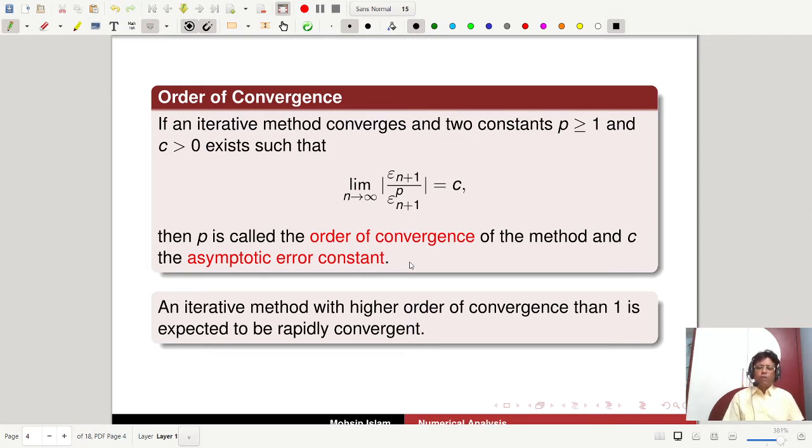The higher the order of convergence of an iterative method, the more rapidly the method converges. So an iterative method with order of convergence higher than 1 is expected to be rapidly convergent. We'll discuss this later on. There are some methods whose order of convergence is more than 1. So that method is very rapidly convergent, very fast. And it is defined by this limiting expression: limit as n goes to infinity of modulus epsilon (n+1) divided by modulus epsilon n, whole to the power p, equal to c. p is called the order of convergence and c is the asymptotic error constant.